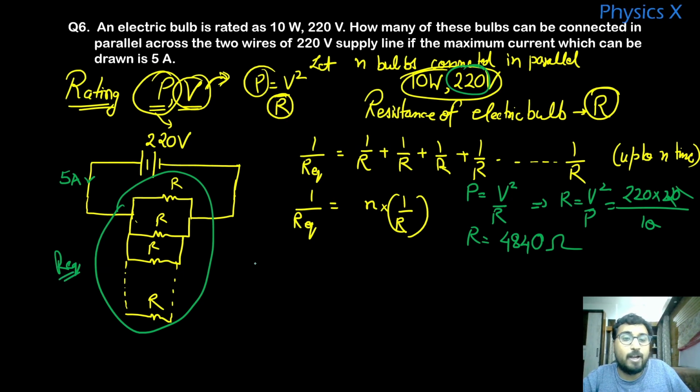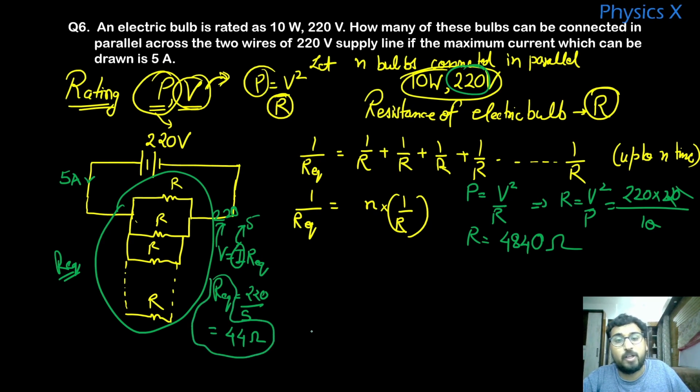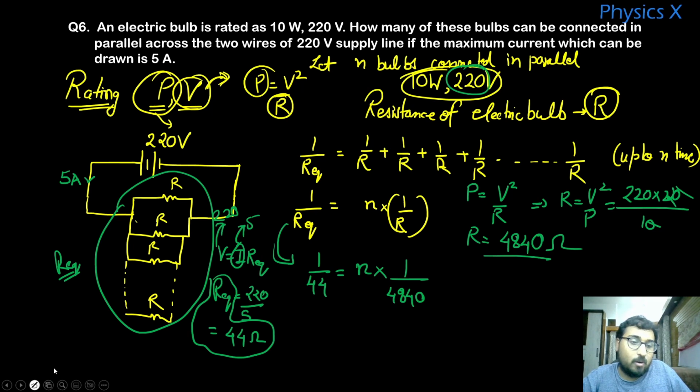So if I am writing the formula V is equal to I R equivalent, I value is given as 5, V value is given as 220, what should be the value of R equivalent? It should be 220 by 5. So this comes out to be 44 ohms. So R equivalent should be 44 ohms. That means I can write from here that 1 by 44 is n number of resistors times R value, which I calculated, 1 by 4840, right? Or I can write the value of n here is 4840 by 44.